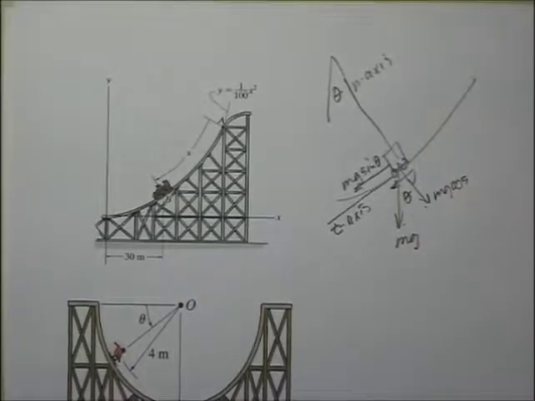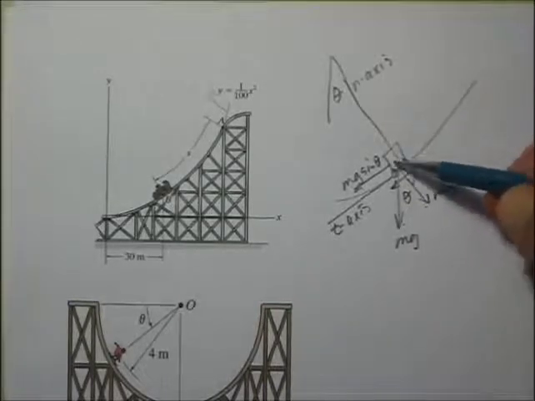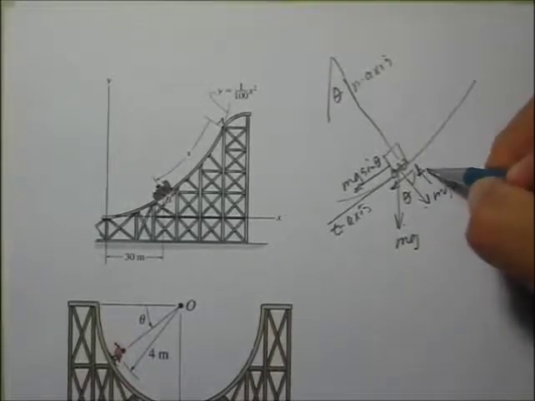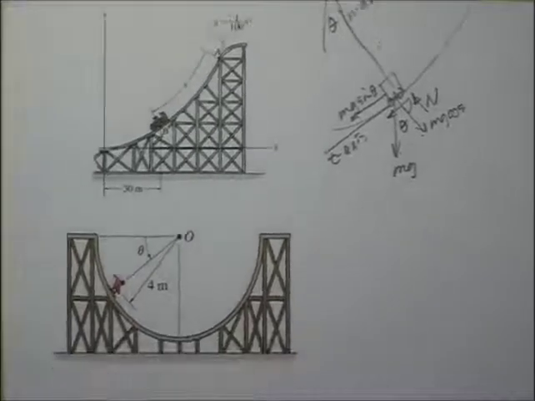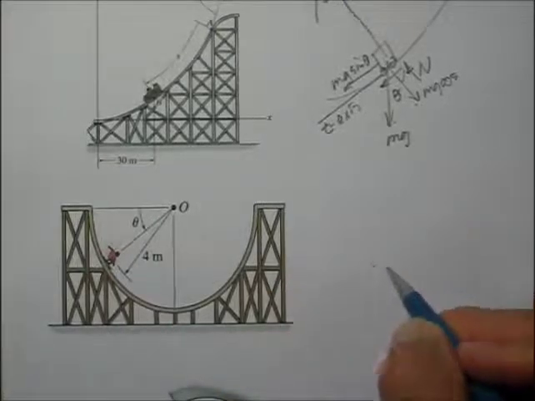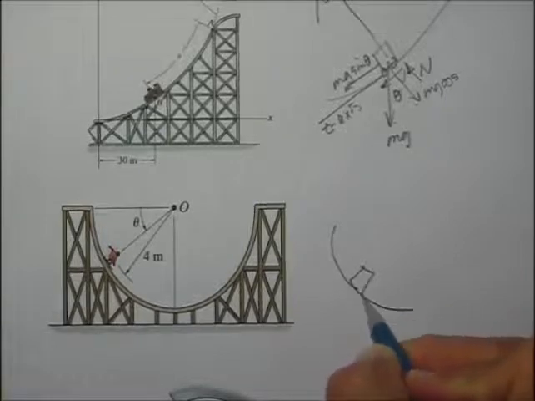Now we also have a normal force, something keeping the roller coaster from just going straight down. So the normal force comes up like that. I think that pretty much completes our free body diagram of that. How about this on the circular path? Same kind of thing. I'm going to draw my little path like this with a guy like this.